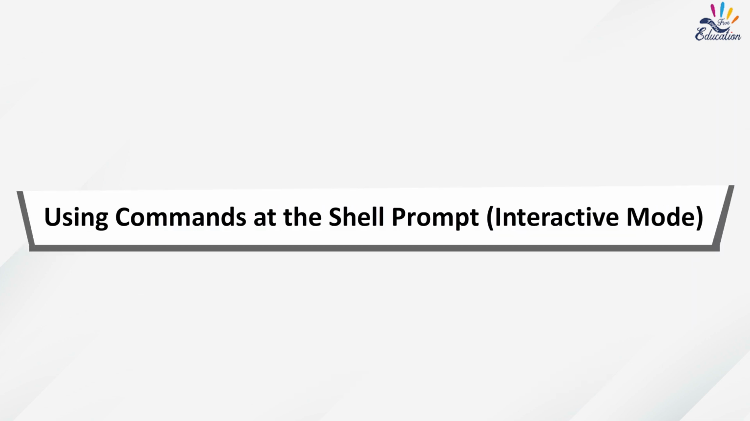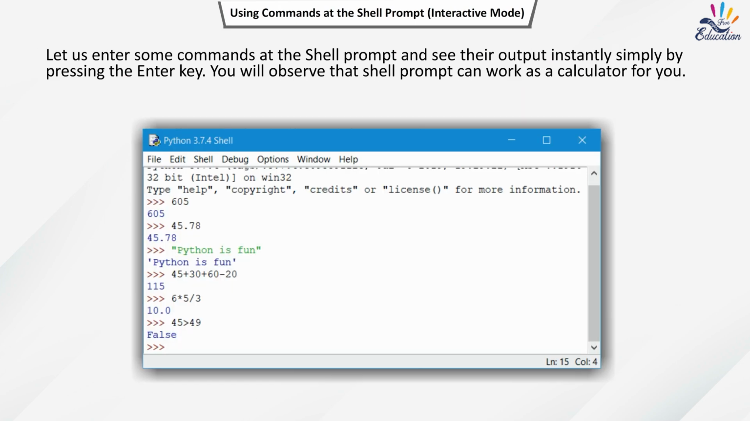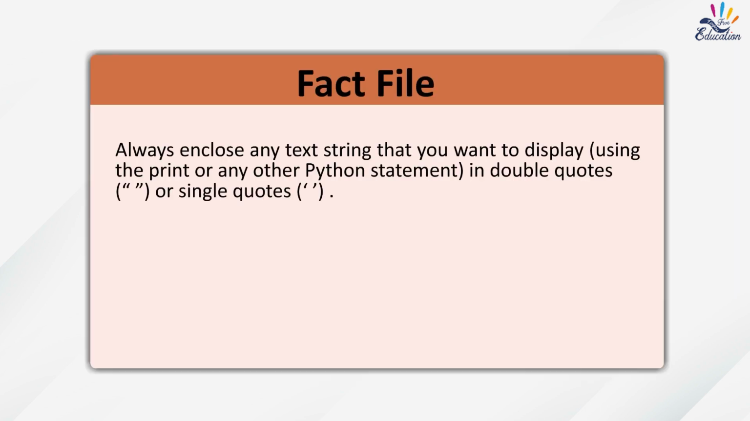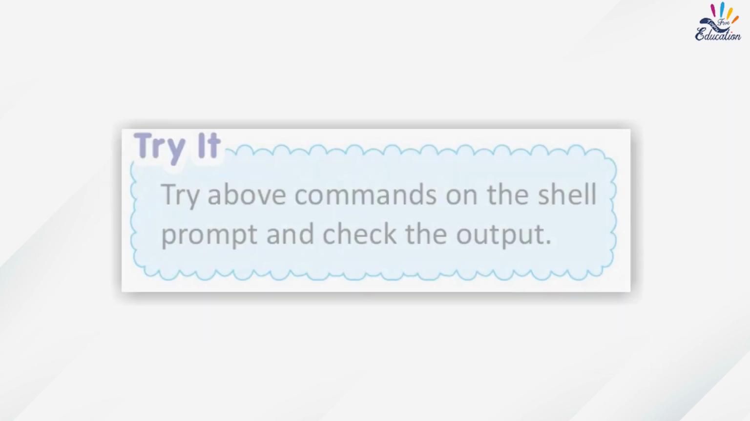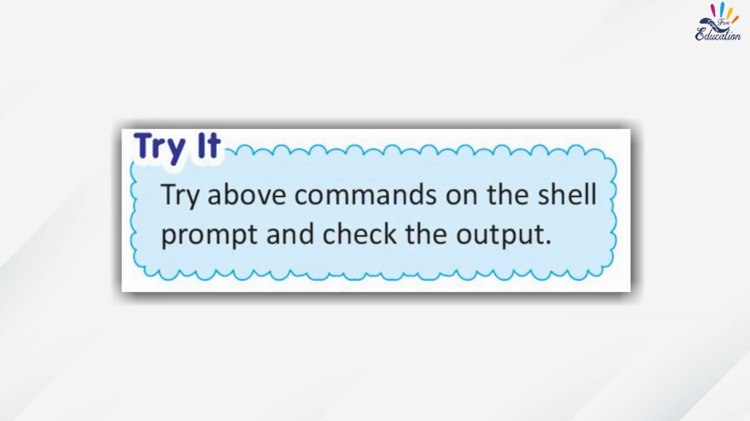Using commands at the shell prompt, interactive mode. Let us enter some commands at the shell prompt and see their output instantly simply by pressing the Enter key. You will observe that the shell prompt can work as a calculator for you. Command at the shell prompt. Output. Fact file. Always enclose any text string that you want to display, using the print or any other Python statement, in double quotes or single quotes. Try it. Try the above commands on the shell prompt and check the output.